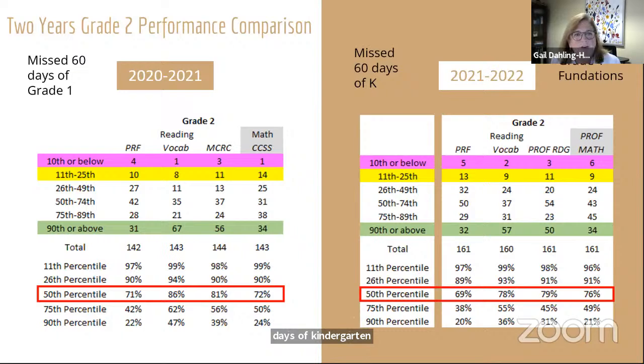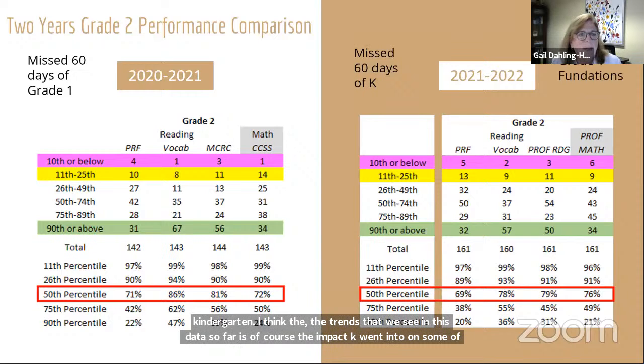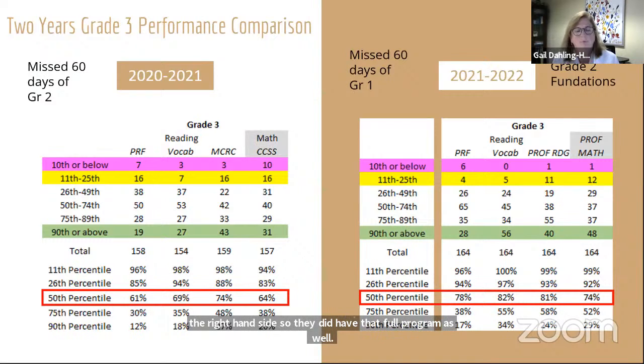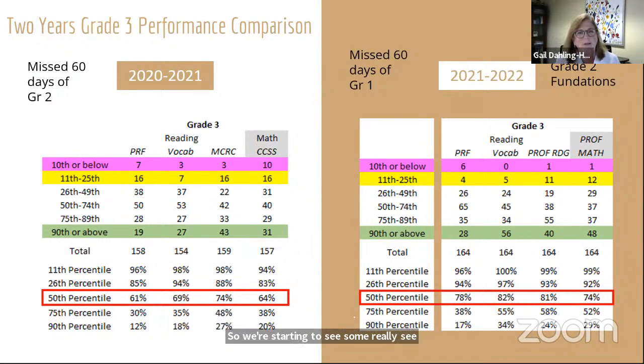I think the trend that we see in this data so far is, of course, the impact on K, 1, and 2 of some of the work that we hope to build upon in future years. The good news is when you look at grade 3, you're starting to track that 50th percentile across, and the scores are really strong. They're where we'd like to see them. They had a full year of grade 2 Foundations on the right-hand side. So they did have that full program as well. So we're starting to see some really strong academics going forth.